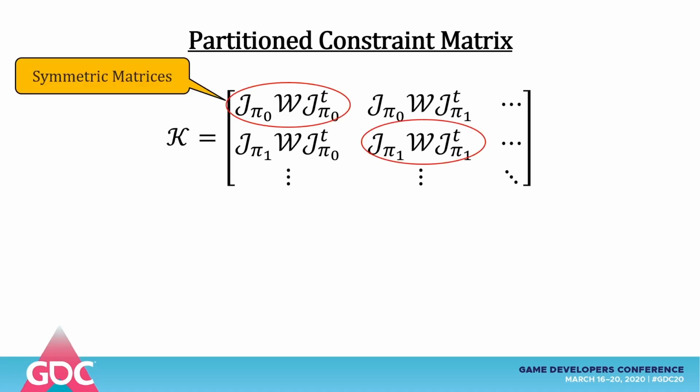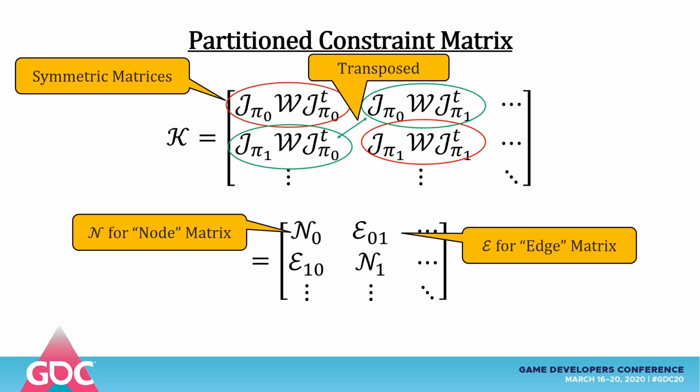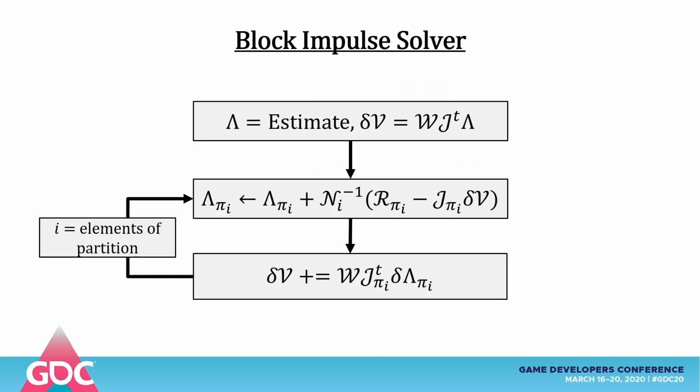Note that the square blocks on the diagonal are symmetric matrices, and the opposite off-diagonal blocks are transposed of each other. We will call these N and E. N stands for node matrix and E for edge matrix. We will see later this comes from graph theory. The Gauss ideal or the impulse solver can be made to work with blocks instead of individual rows.